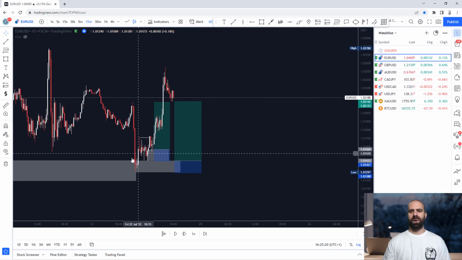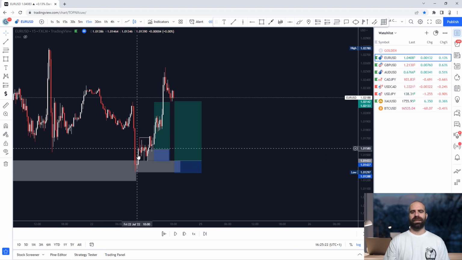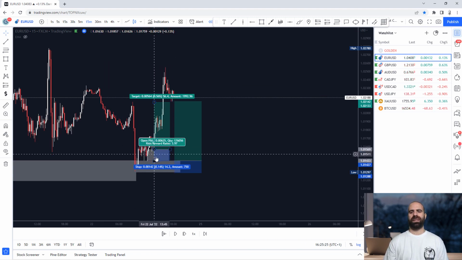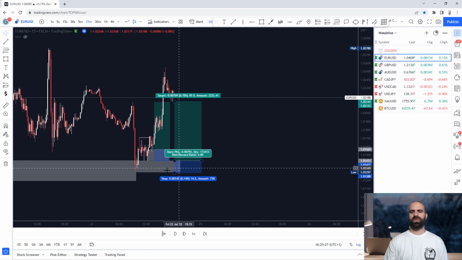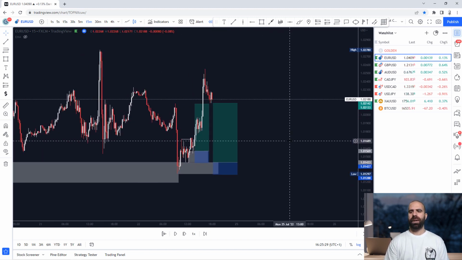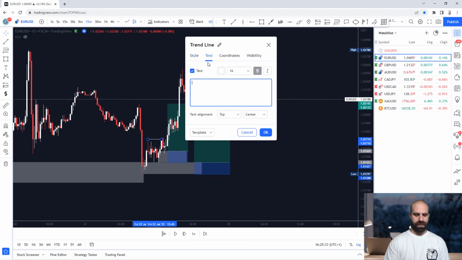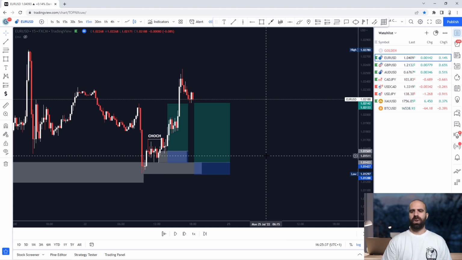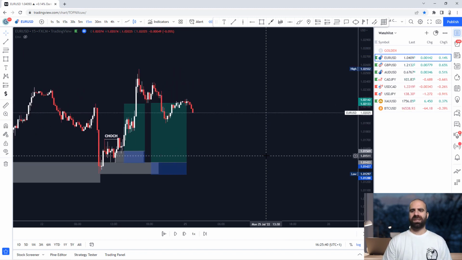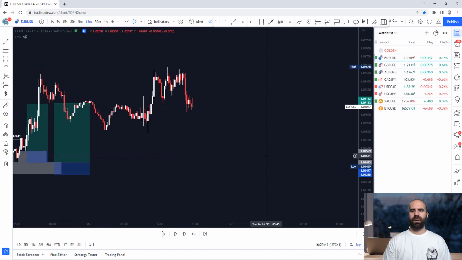And if you are a member of the premium courses, you will understand why we did get activated from this order block and not from this order block down here. But we had our change of character right here. This is a change of character. And let's move on to see how much this trade would have gone for.